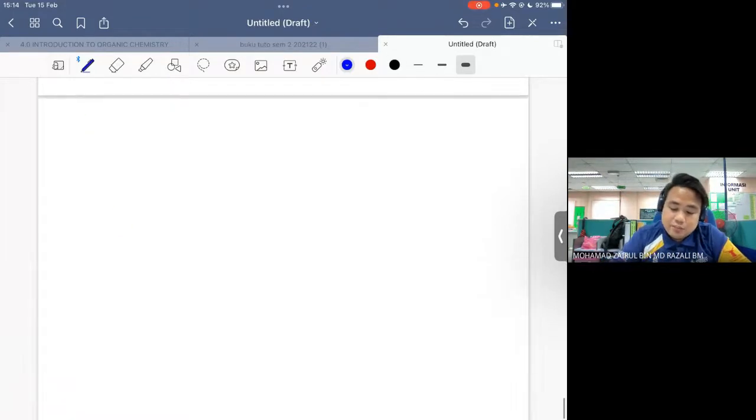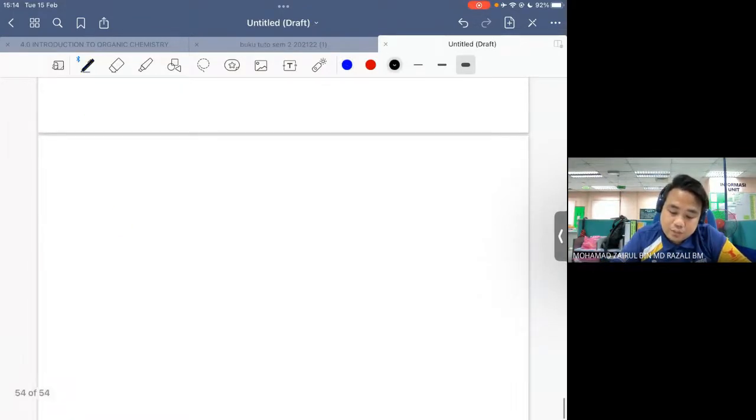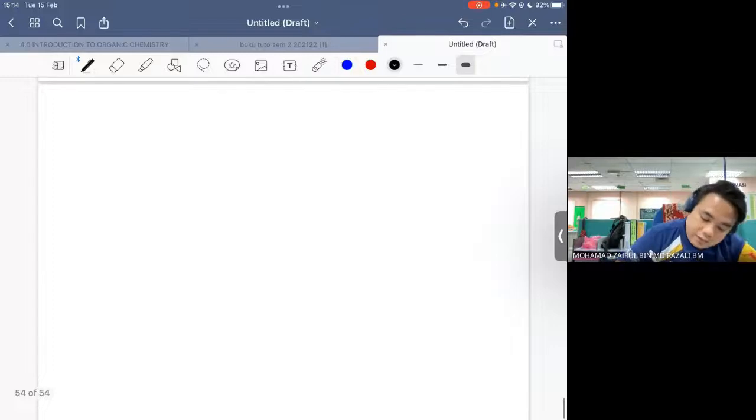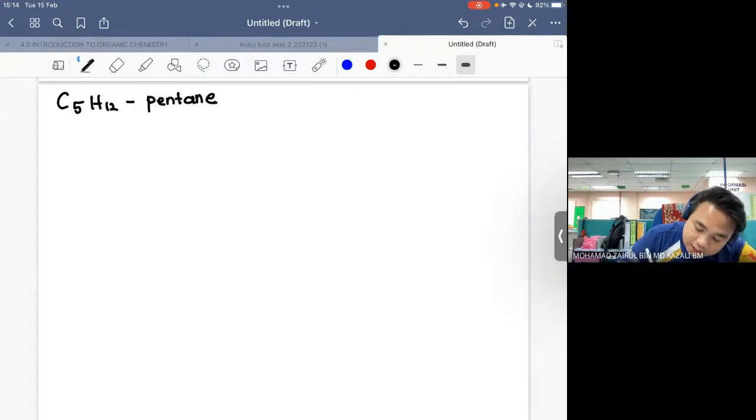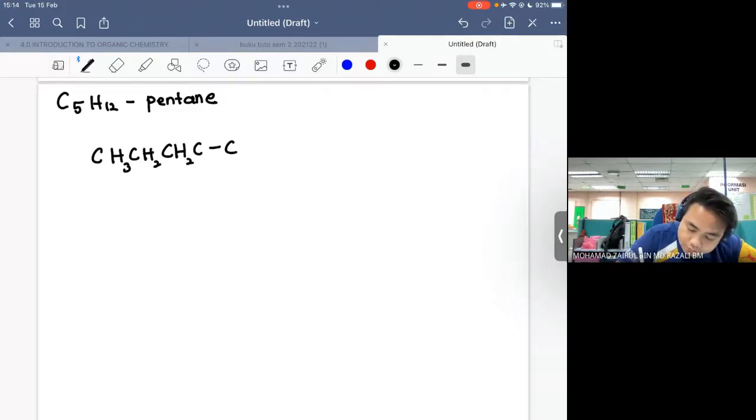Let's try another example. Kalau contohnya saya ada C5H12. Okay, this is the molecular formula. So let's say for pentane. Initially apa-apa pun awak lukis yang unbranched dulu, yang tak ada branch dulu. So 1, 2, 3, 4, 5. So let's fill up with the hydrogen. This one we have 3, 2, 2, 2, 3.